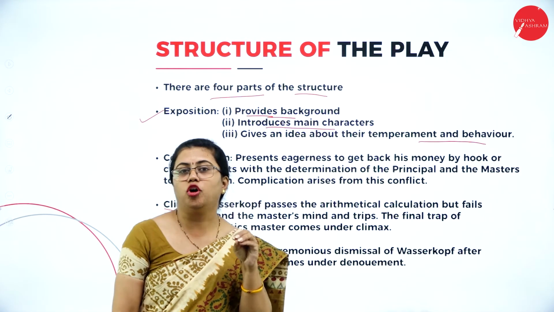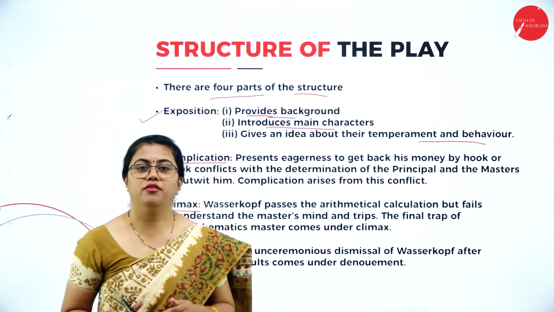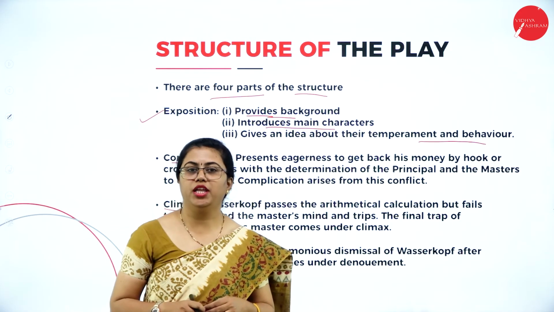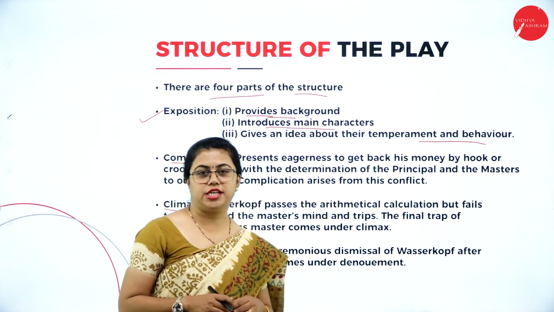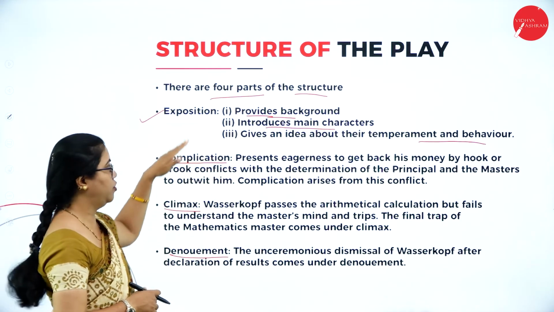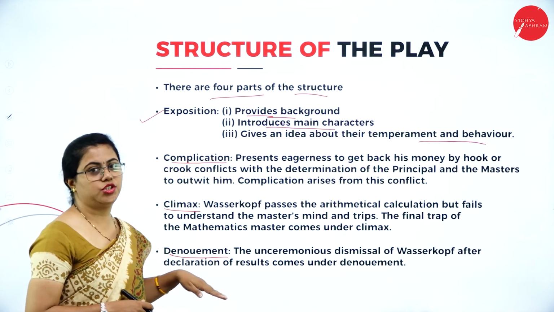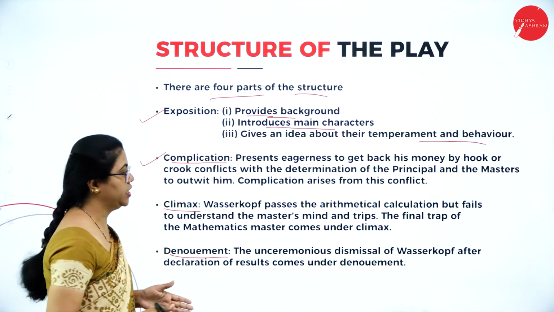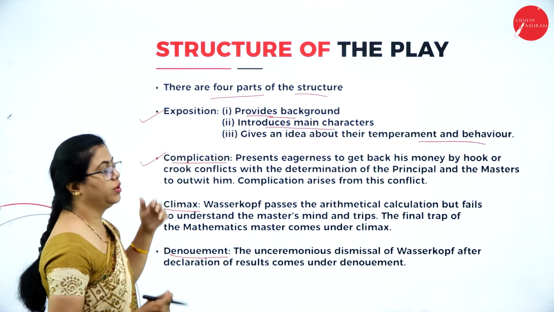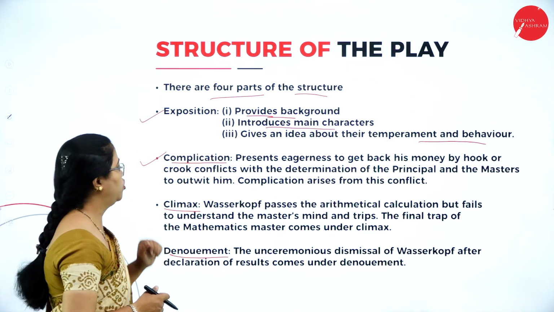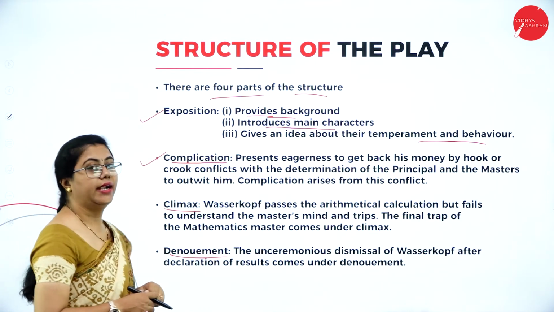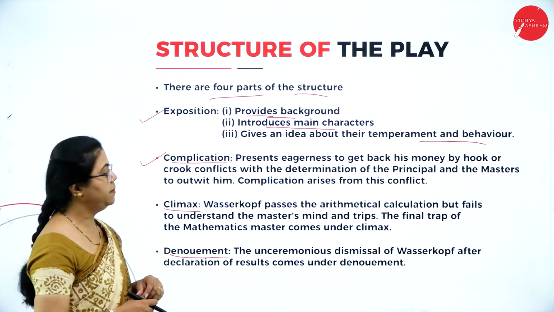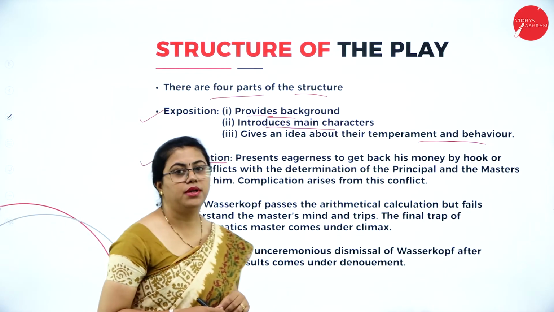You have to observe a lot when you divide the act into 4 different structures. But I'll be providing you the structure in the next session. So you just need to understand the 4 different parts of this structure. Then we have this complication. What happens in complication? This presents eagerness to get back his money by hook or crook, which conflicts with the determination of the principal and the masters, who outwit him. Complication arises from this conflict.